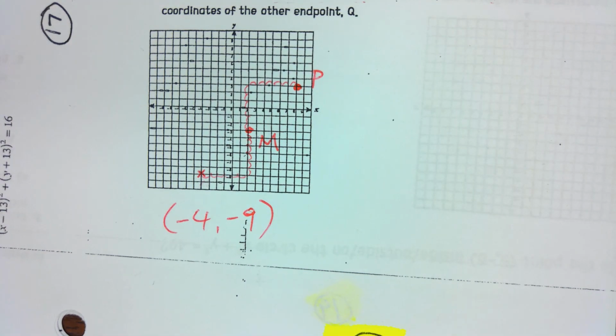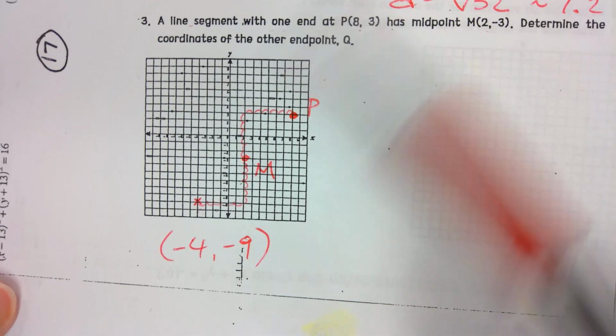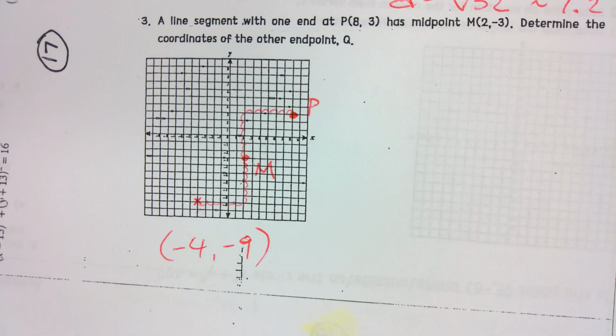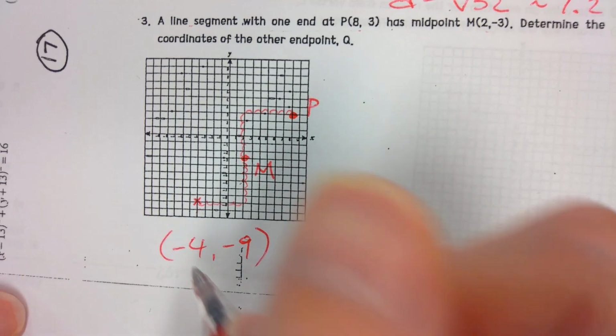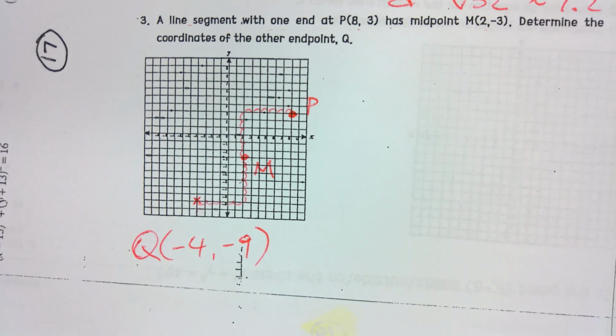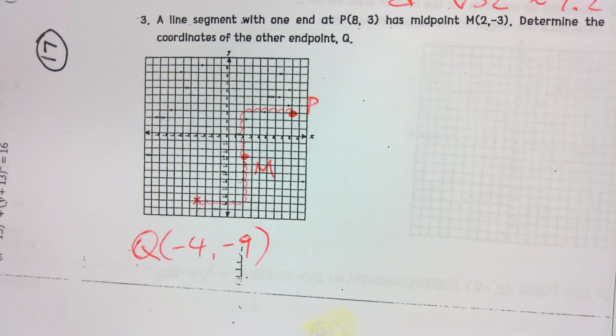Okay, and that's it. Can you solve this mathematically? Yeah. You could use the midpoint formula to solve as well. You could write Q equals, like this. Or you can write a therefore statement. Therefore, the other endpoint is at -4, -9. Okay. Next one, page 19.